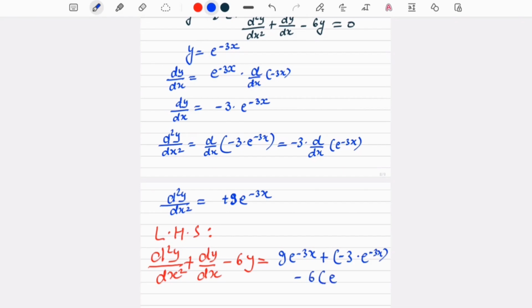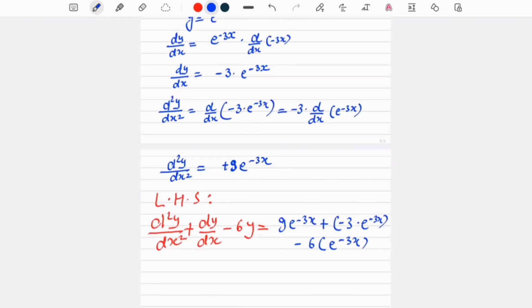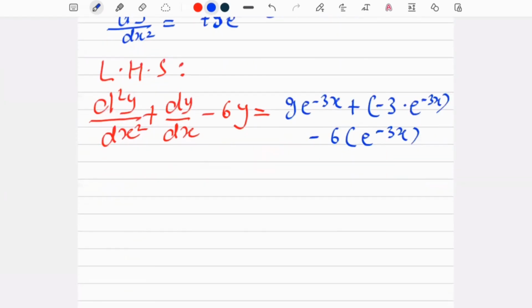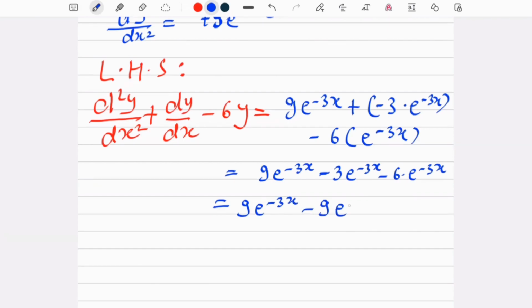What is the value of y? It is e raised to minus 3x. Yes, sir. So by simplification, it will be 9 times e raised to minus 3x minus 3 times e raised to minus 3x and minus 6 times e raised to minus 3x. And again, we will have 9 times e raised to minus 3x, minus 3 and minus 6. We will have minus 9 e raised to minus 3x.